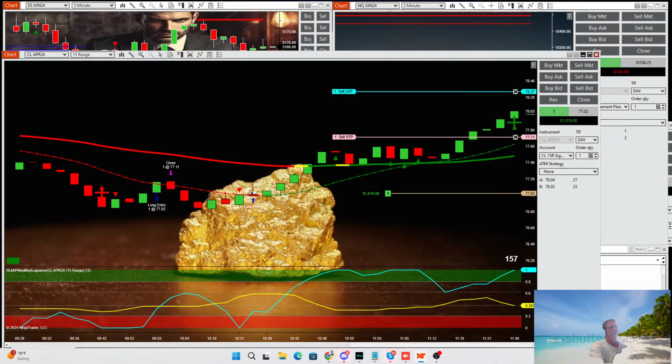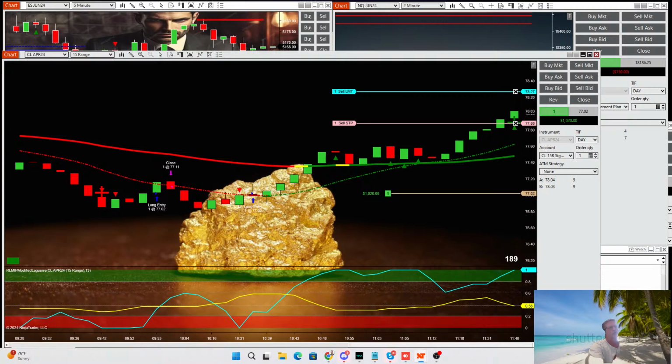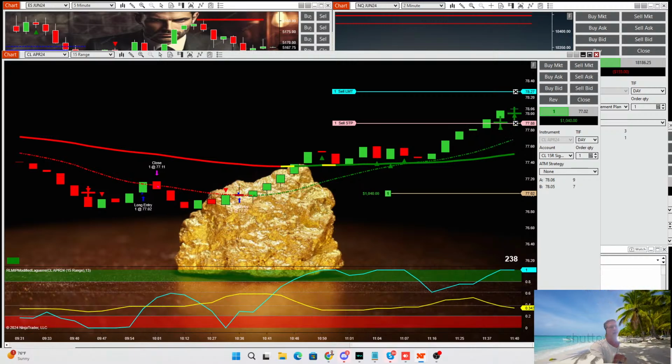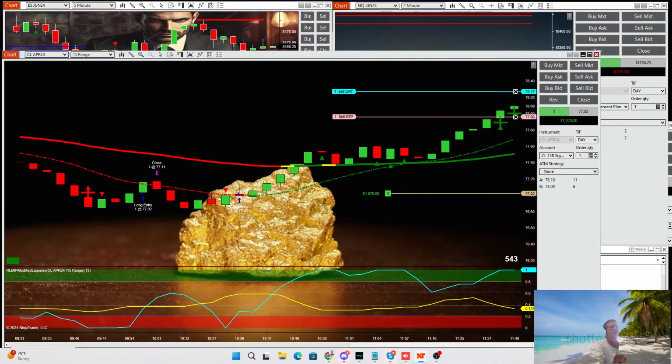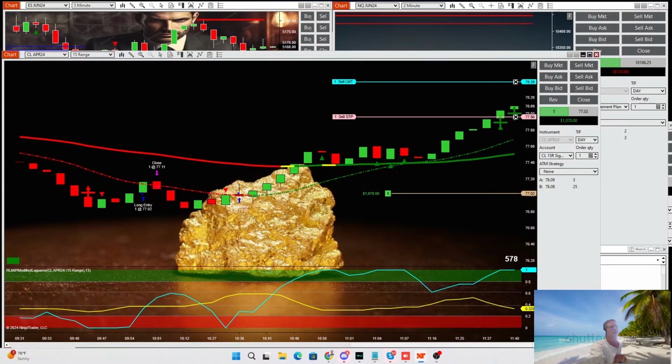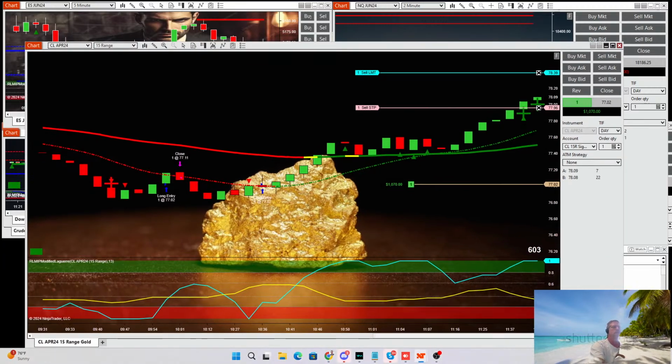And now we could just continue to trail it and try to lock in as much profit as possible on it without giving too much back. It's really flying to the upside. But we are going to lock in our 90 ticks.